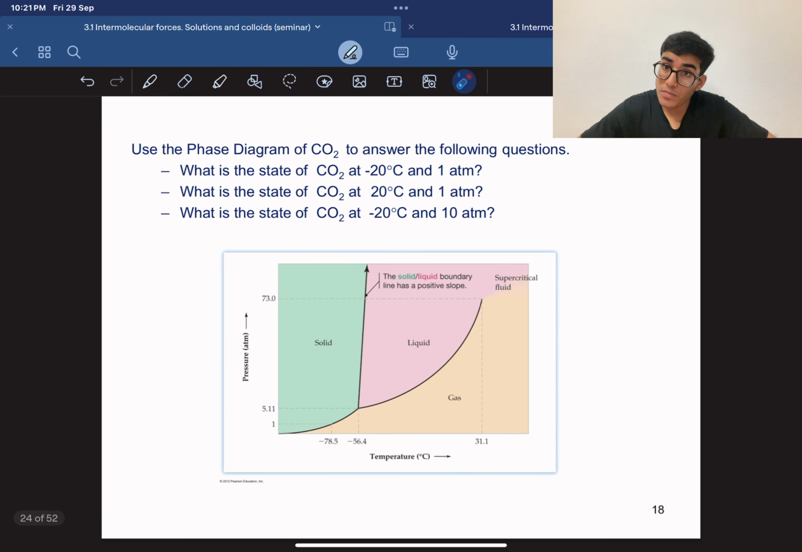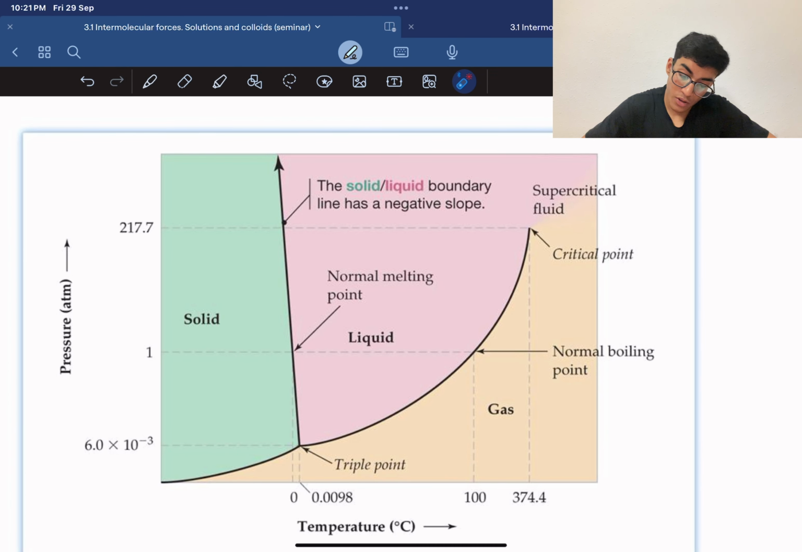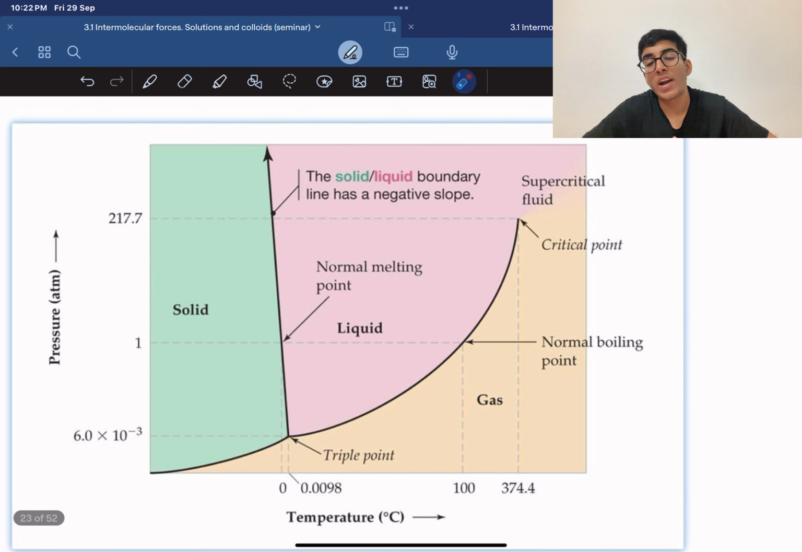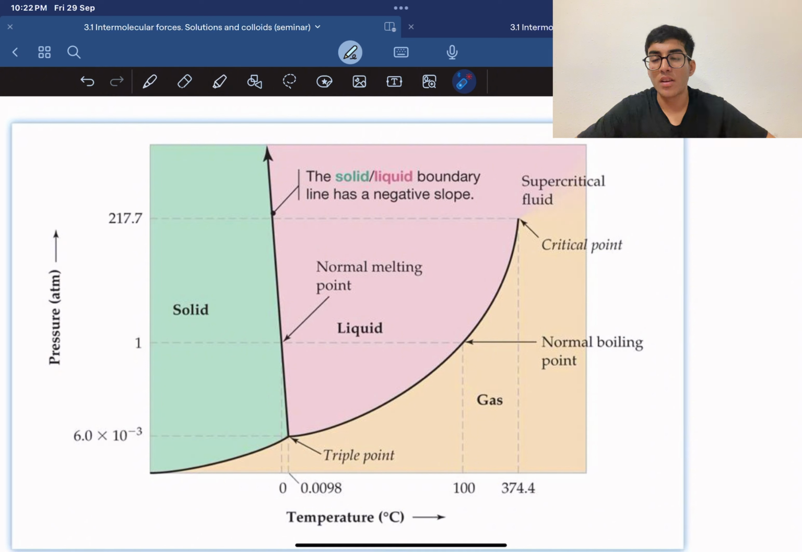CO2. Okay? What we need to notice are the differences here. The difference is that the solid-liquid boundary here has a negative slope. It means that it's leaning this side. Why do we need to know this? Why is it important? It just tells us that the density of liquid water is more than the density of solid water, meaning ice. Because if we take a point here and we increase the pressure, we move into liquid. What do I mean by this?